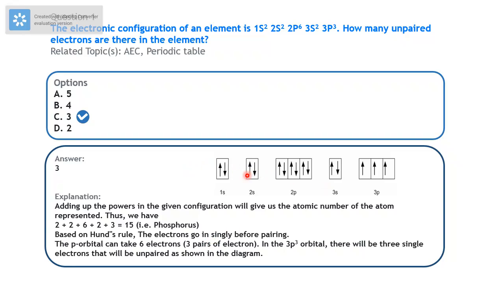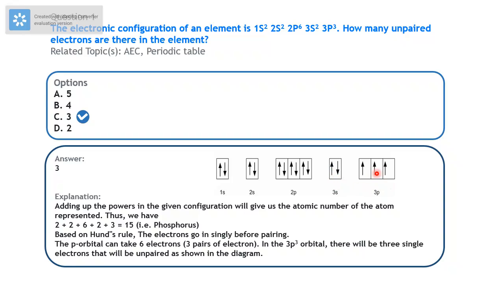Let's now look at this diagram of orbitals, and look at how the electrons are paired. So in 1s2 we have this 2s2, 2p6. You can see all the electrons are paired. We don't have any unpaired electron here. 3s2 we have the 2 paired electrons.